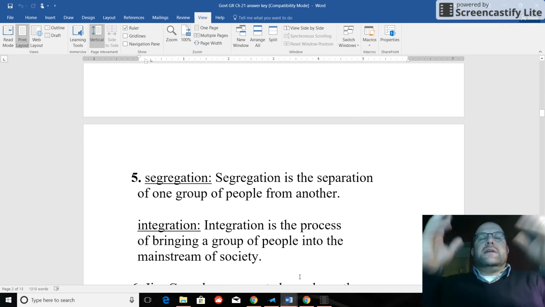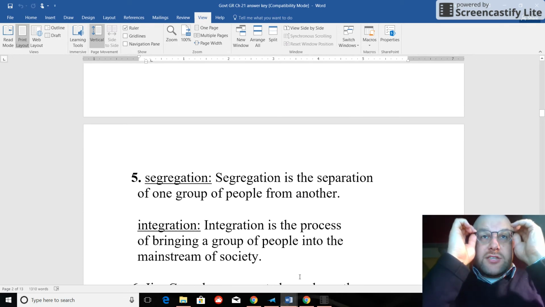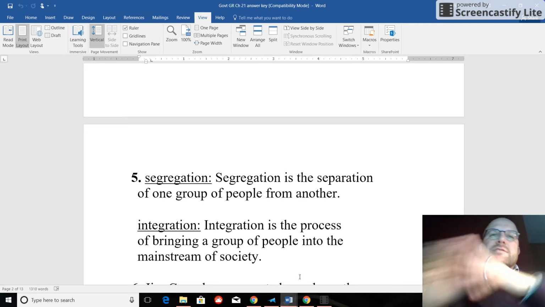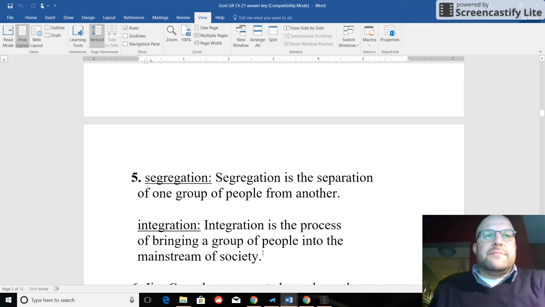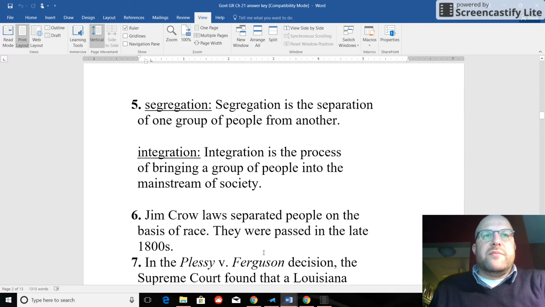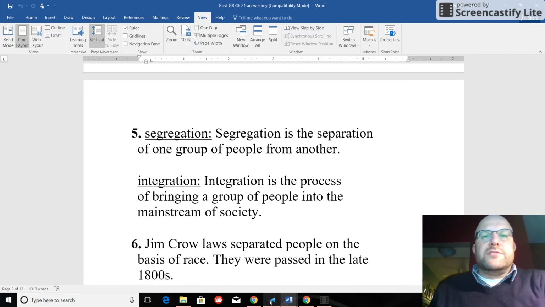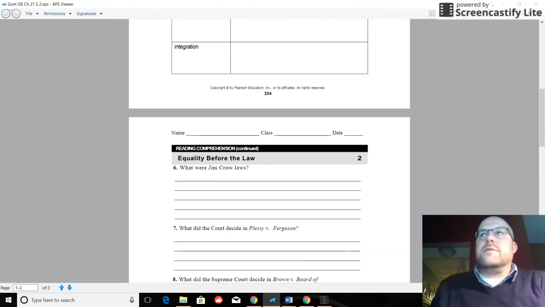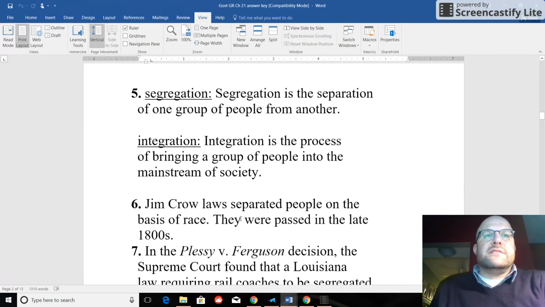So integration and segregation. Segregation is the separation of one group from another. Integration is the process of bringing a group of people into the mainstream of society. So we'll talk about a few things dealing with separation and integration. If you remember from your U.S. history, again, what are Jim Crow laws? What did the court decide in Plessy versus Ferguson?